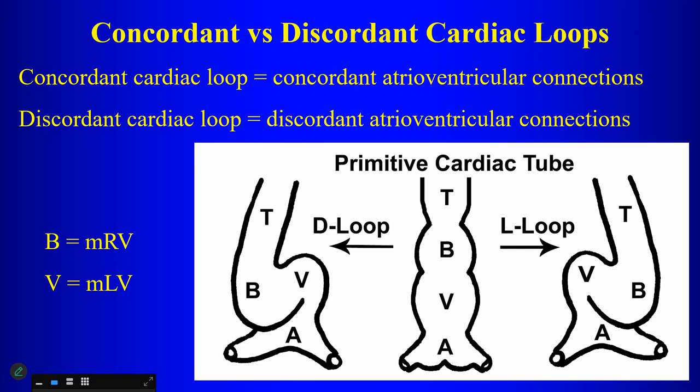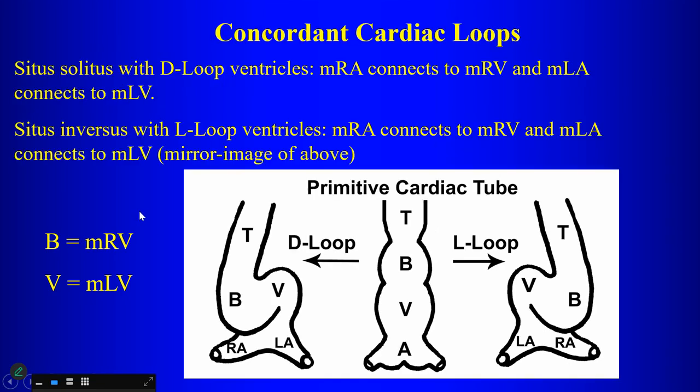If we have a discordant atrioventricular connection, what does that mean? Morphologic left atrium with the morphologic right ventricle, and right atrium with the left ventricle, regardless of what side of the body they're on. Right? It doesn't matter what side of the body they're on. But you have a morphologic right atrium connected to a morphologic left ventricle. That is a discordant atrioventricular connection. Okay?